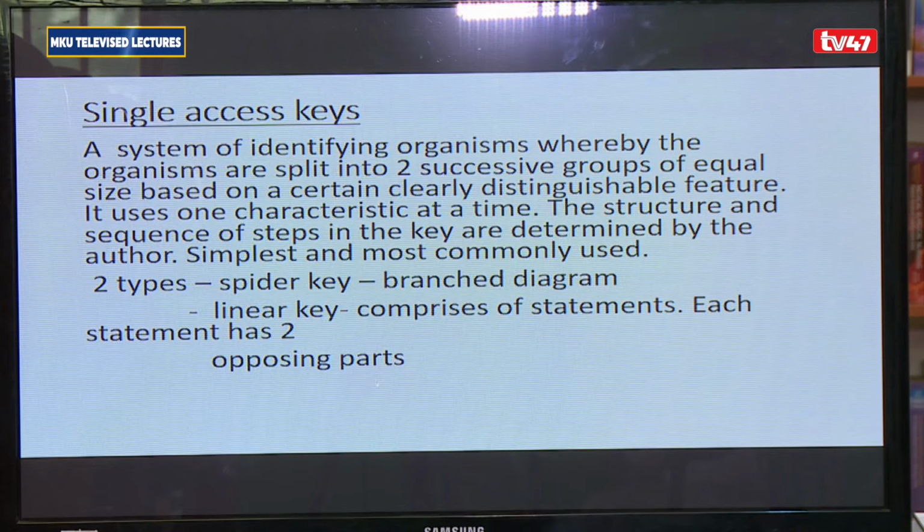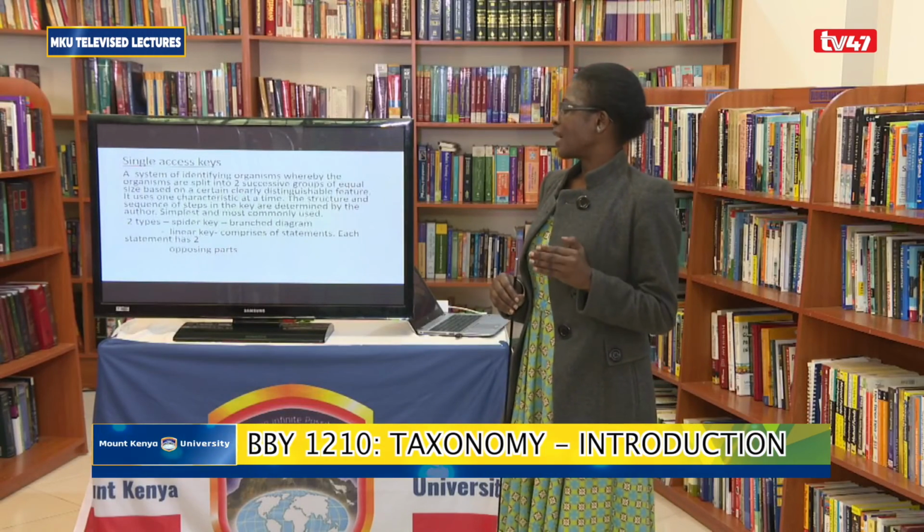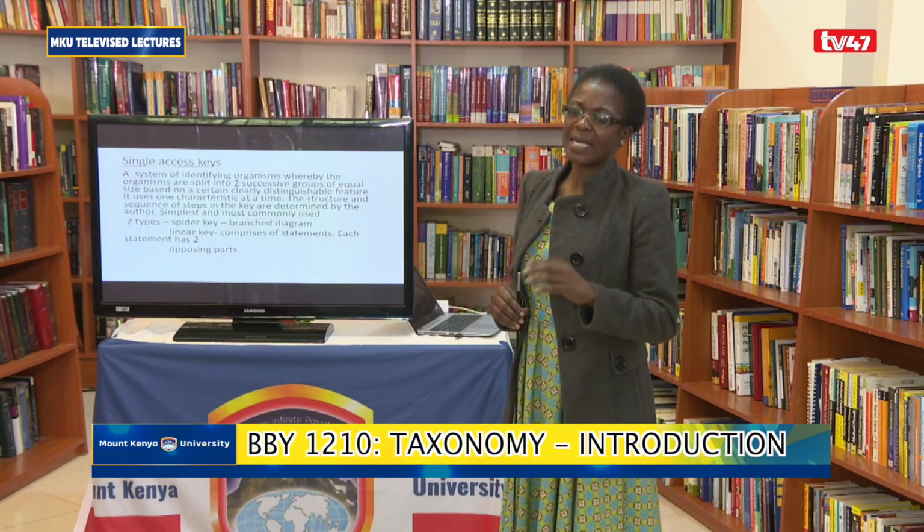Now, basically, a dichotomous key is a system of identifying organisms whereby the organisms are split into two successive groups at every stage based on a certain distinguishable feature. So at every point, use one characteristic to divide the organisms into two groups of almost equal size. Now, in this particular key, because you're dividing the organisms into two groups at every point, that is the reason it's referred to as dichotomous. In this particular key, at every step, one character is used at a time. So use one feature or one character at a time.